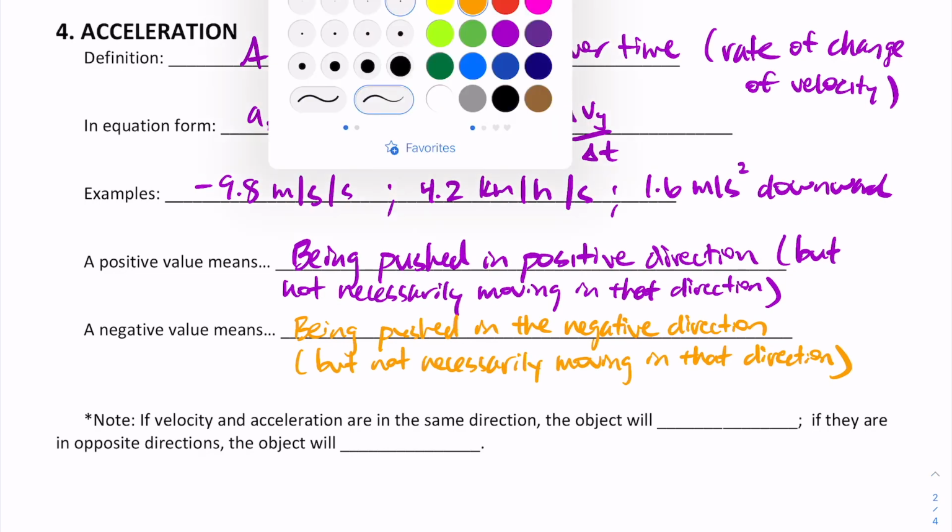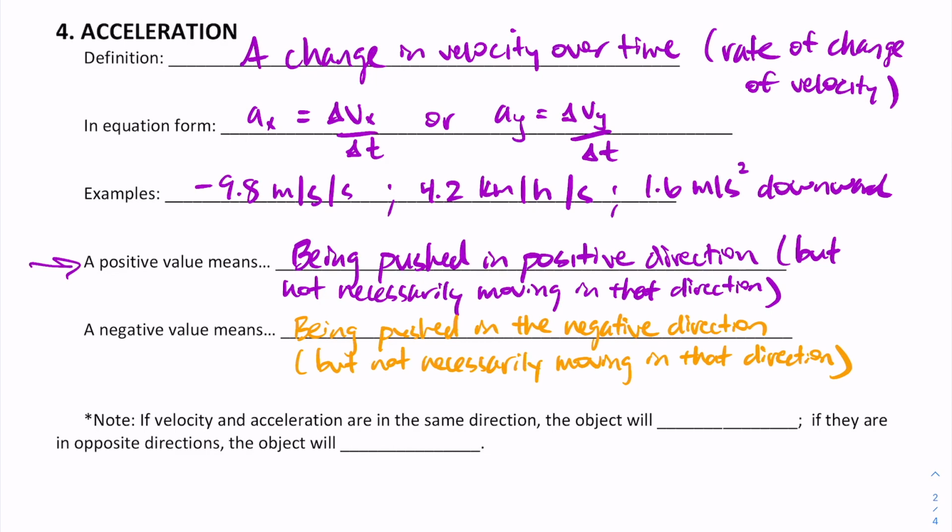So if something is being pushed in the positive direction but not necessarily moving in that direction, this would be like this. Let's say you have a little toy car on a table, and let's say that you have pushed the car and you have released it, and so the car is kind of drifting on its own. It's cruising.